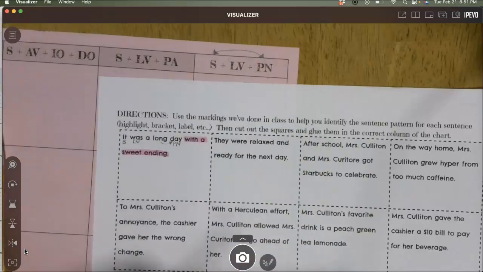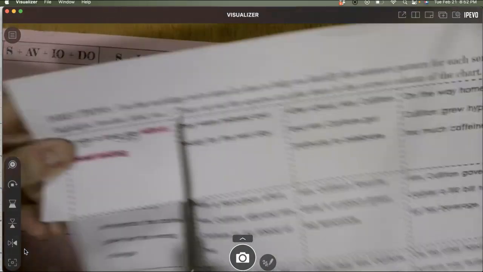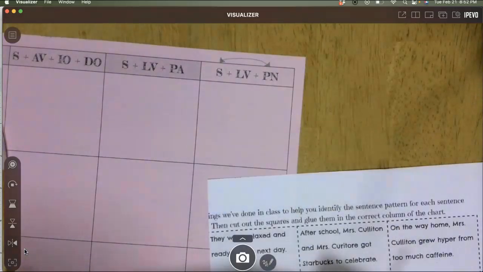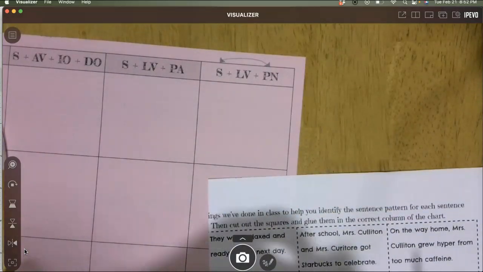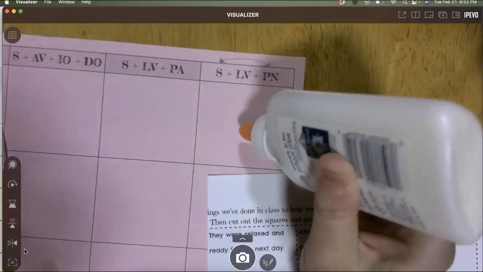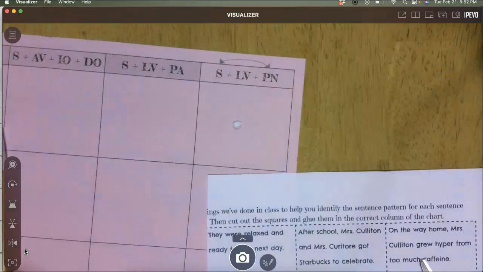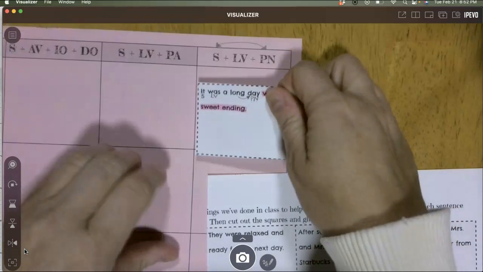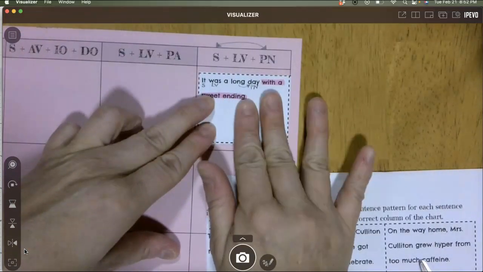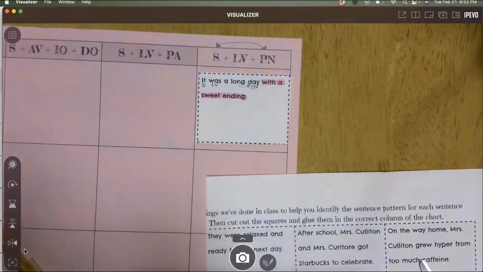Okay, so I'm going to cut just this one sentence out and glue just this one sentence under the sentence pattern subject plus linking verb plus predicate noun. Now I'm going to tell you, one little dot of glue is all you need. That's it. Look at that. And it will stick. If you put too much glue in, you're probably not going to get this activity done in one day, and it's going to spill all over the sides, and then you're going to have a big old mess.